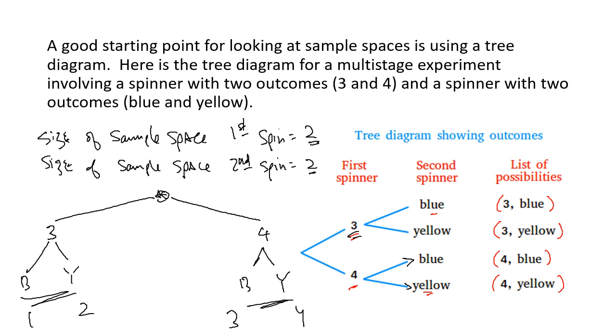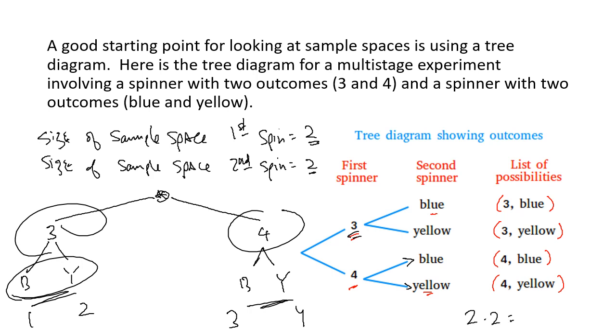So by constructing this tree diagram, it gives us a way to start to move toward this calculation step that it's the number of outcomes here, 2, and the number of outcomes here, 2, and so 2 times 2 gives me 4 possible outcomes. It's really important that students understand where this multiplication comes from.